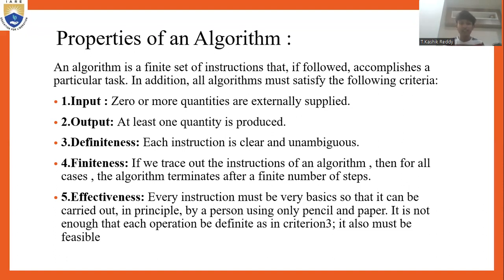Next, finiteness. If you trace out the instructions of an algorithm, then in all cases the algorithm terminates after a finite number of steps. Finite means it depends on the number of instructions you give, and it terminates after a finite number of steps. Then effectiveness: every instruction must be very basic so that it can be carried out, in principle, by a person using only a pencil and paper. It is not enough that each operation be definite as in the criteria; it also must be feasible.